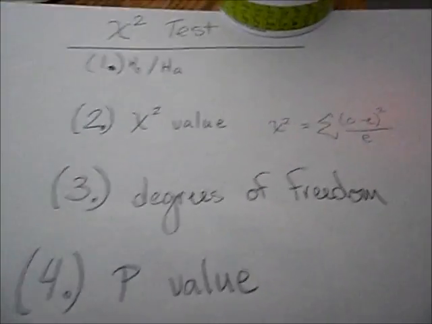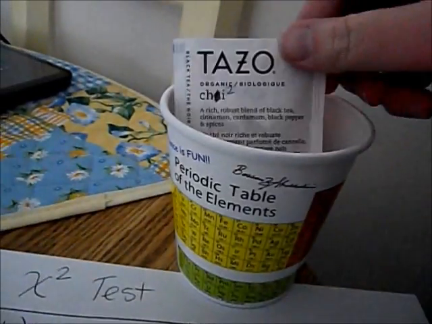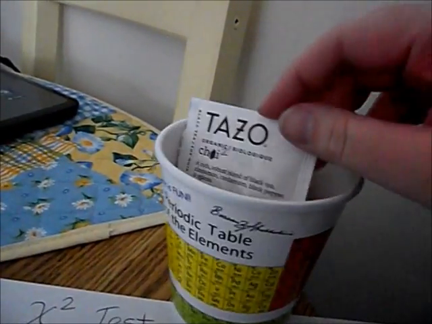The other way of testing for chi-squared is right here. What? All right, good luck, guys.